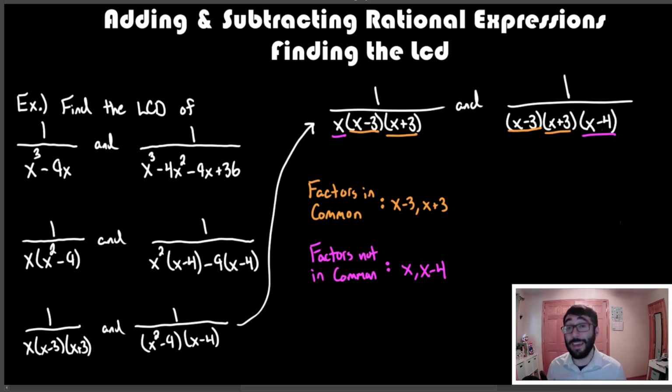So what that means is that the least common denominator is going to be all four of these factors. We have a factor of x, we have a factor of x minus 4. Those are the ones that were not in common. And then we have our shared factors, the ones they do have in common, the x minus 3 and the x plus 3. So this big guy right here would be our least common denominator. And that's it, okay? That's how we find the least common denominator.